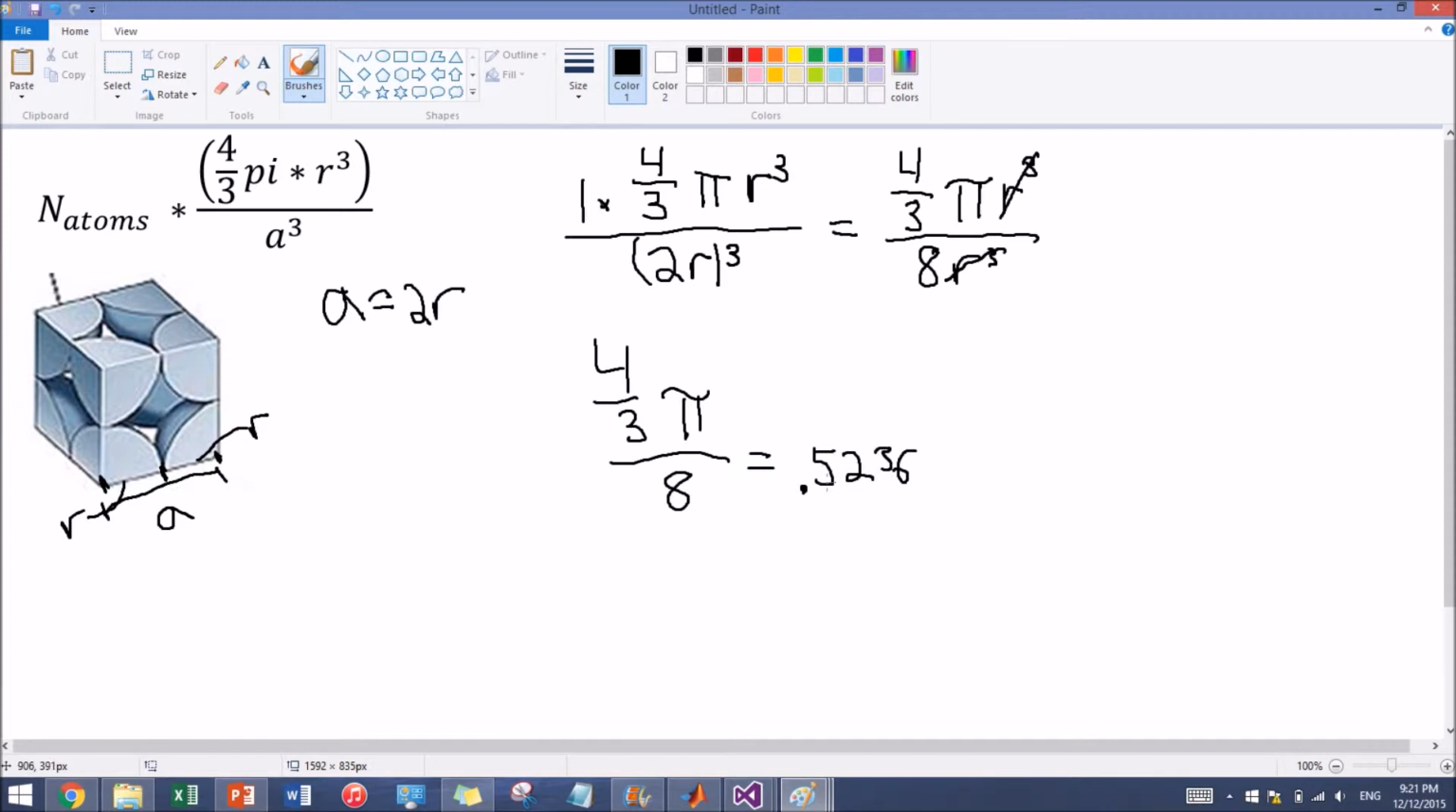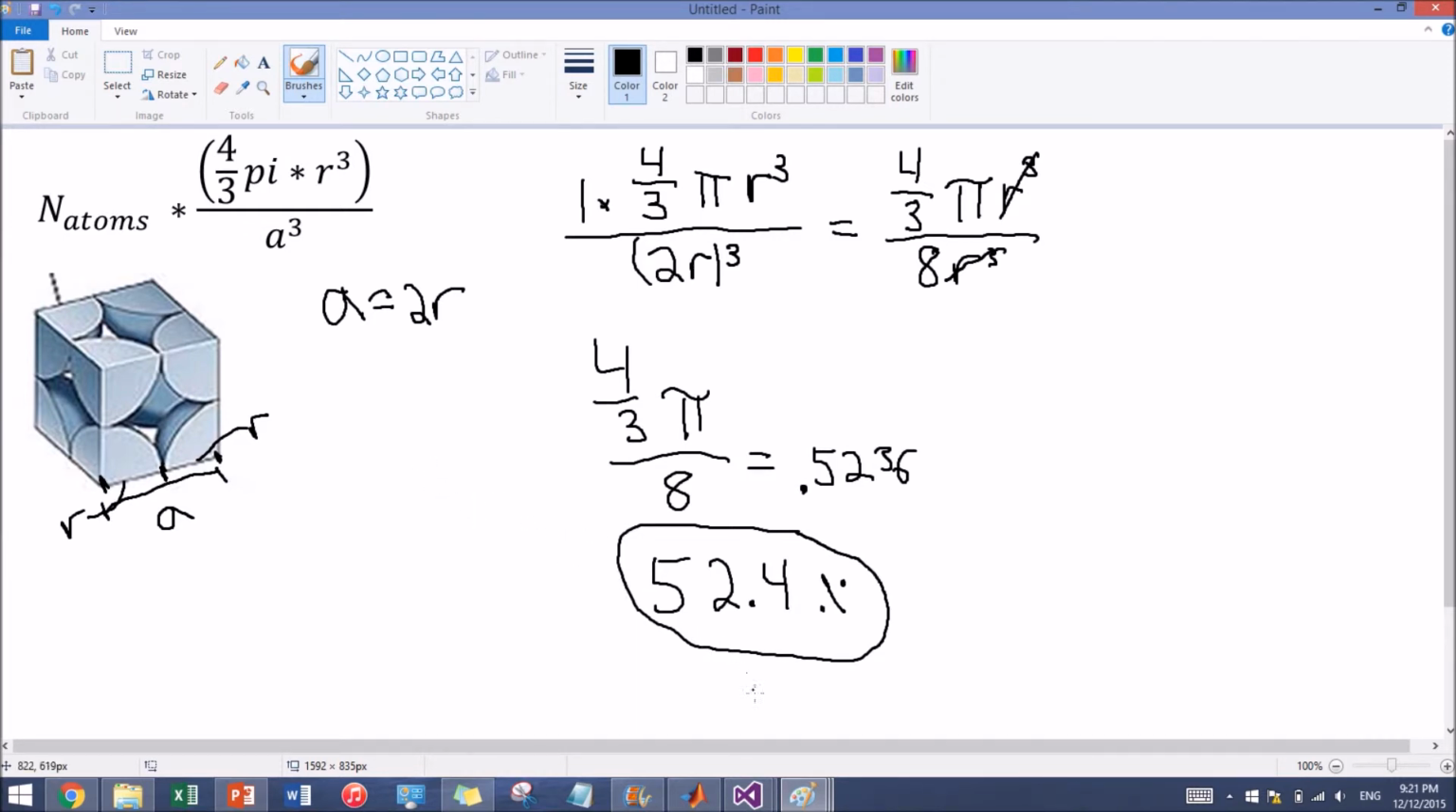Keep in mind this is percent, so we always multiply by 100. So multiplying by 100, we're left with about 52.4%, rounding up. And what this is saying is that 52.4% of this simple cubic unit cell is filled with atoms. And that's really all the atomic packing factor is saying: percentage-wise, how much of the space in a unit cell the atoms take up.